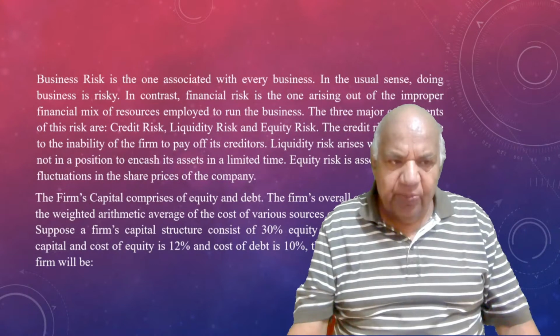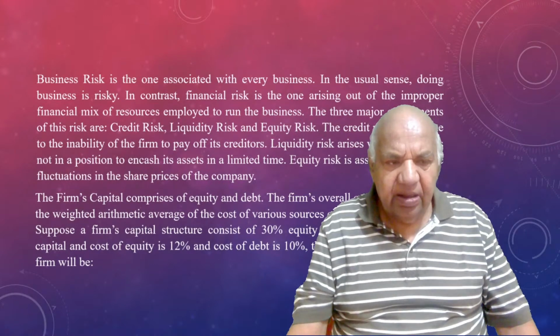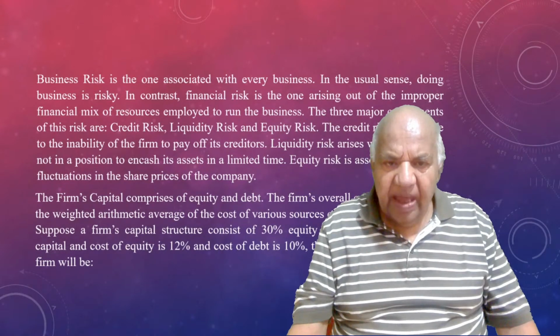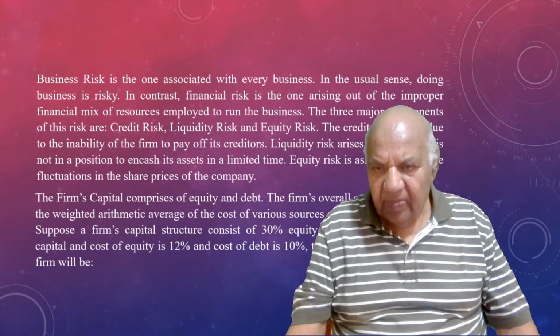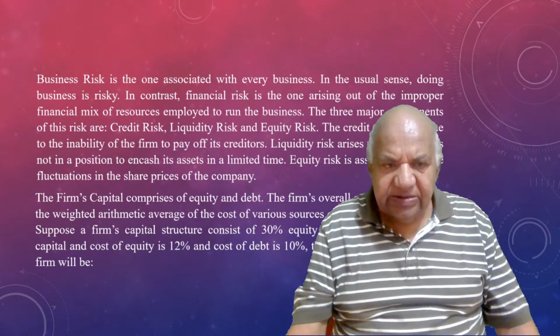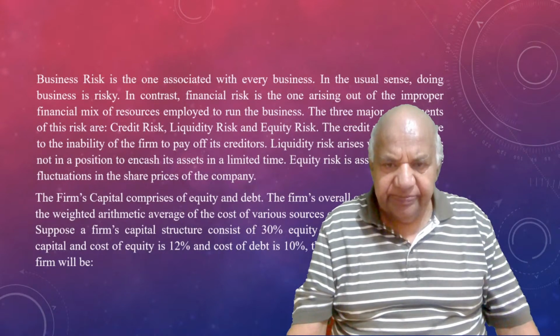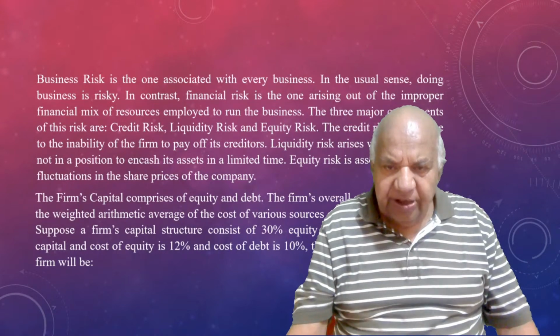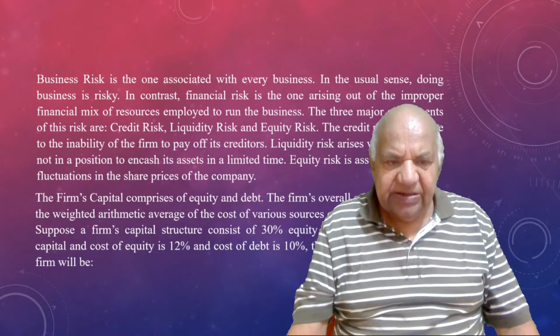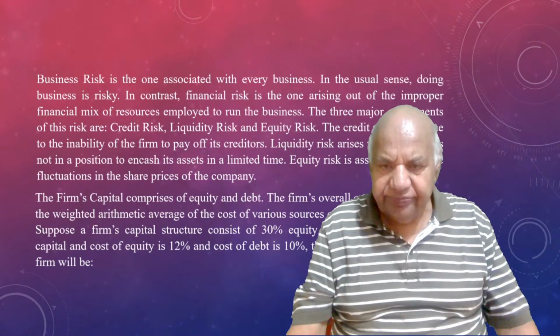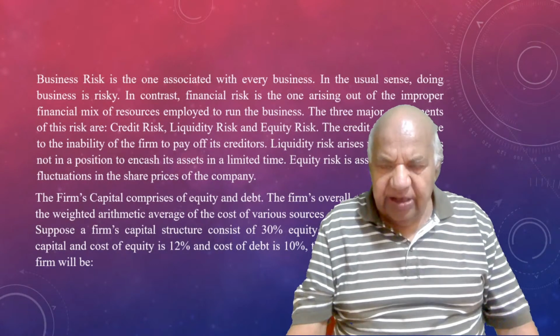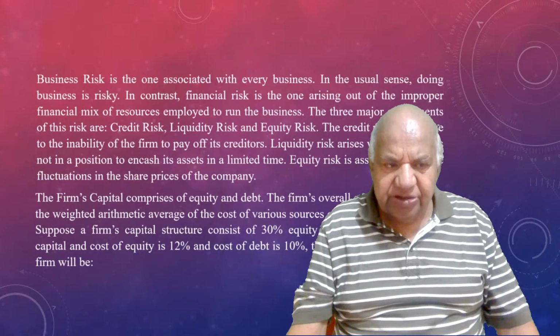The three major components of this risk are credit risk, liquidity risk, and equity risk. The credit risk occurs due to the inability of the firm to pay off its creditors. Liquidity risk arises when the firm is not in a position to encash its assets in a limited time. Equity risk is associated with the fluctuations in the share prices of the company.